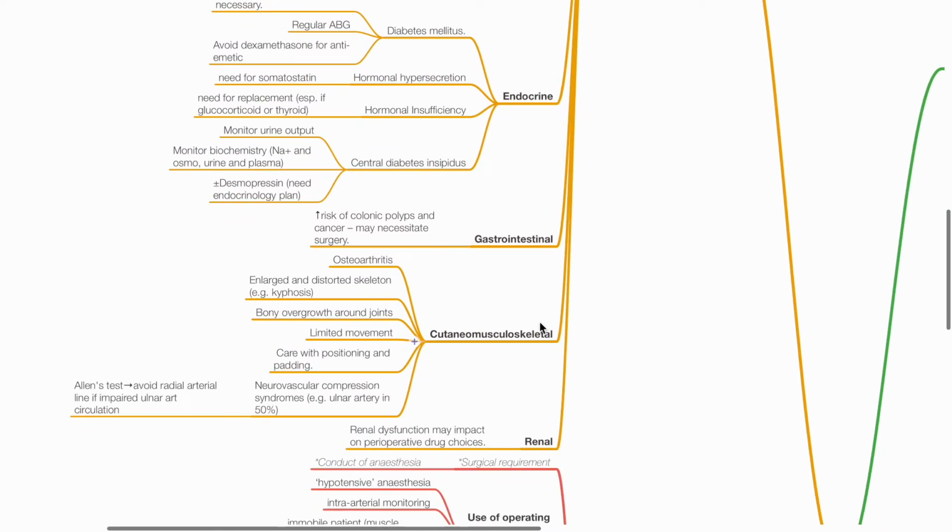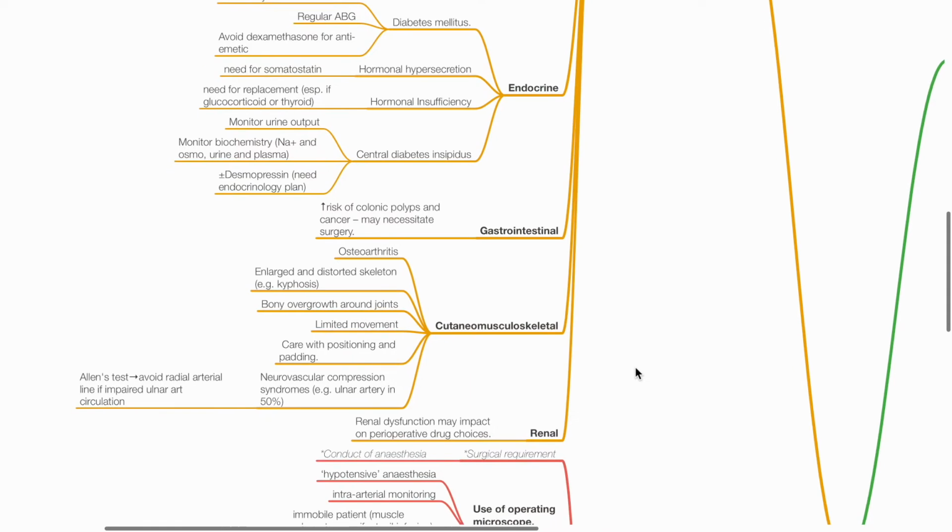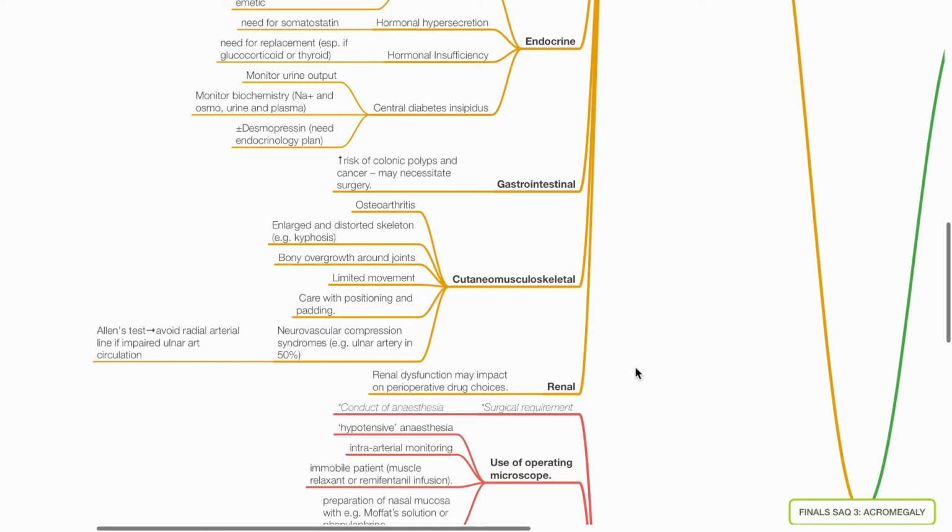Gastrointestinal issues include increased risk of colonic polyps and cancer. There may be a need for surgery. Cutaneomusculoskeletal issues include osteoarthritis, enlarged and distorted skeleton. Resultant kyphosis may lead to restrictive respiratory defect.